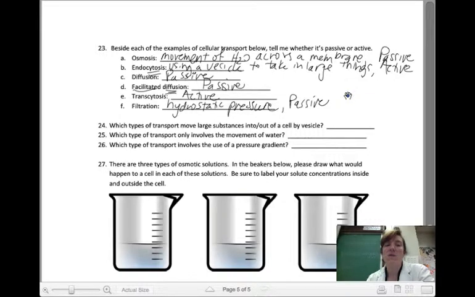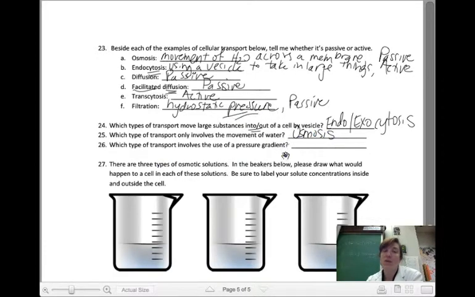So which type of transport moves large substances in and out of the cell by vesicles? So into and out of, that's going to be endo and exocytosis. Movement of water, we said, was osmosis. Pressure gradient, we just talked about pressure here, and that is filtration.